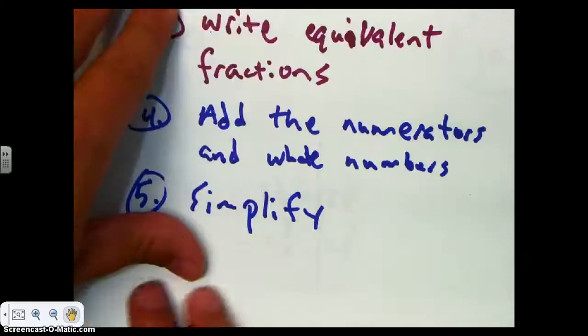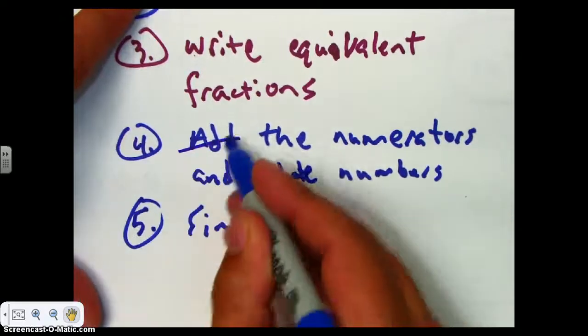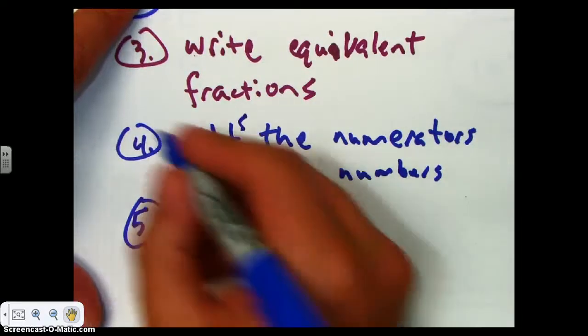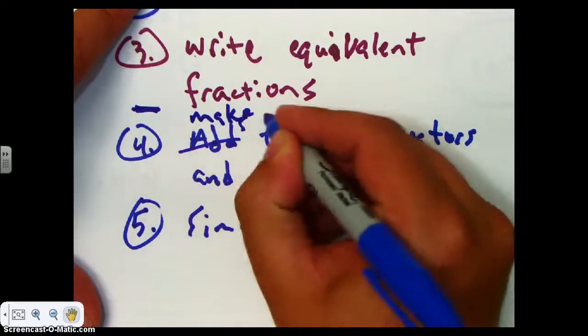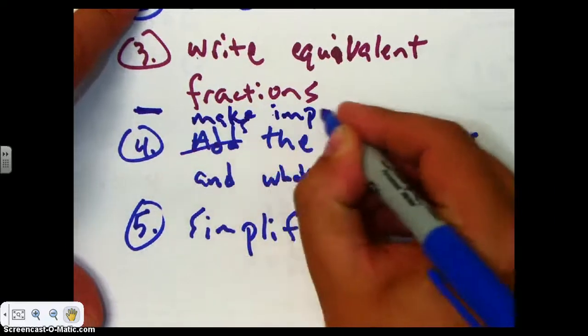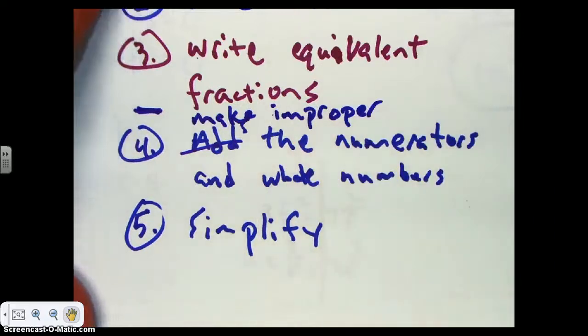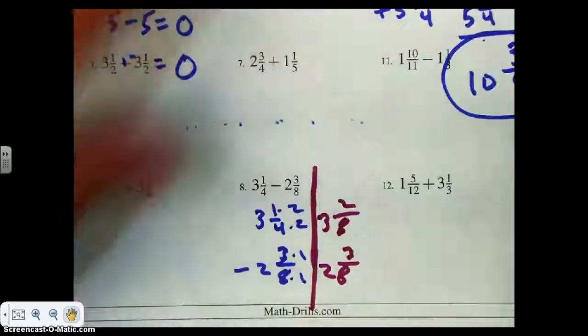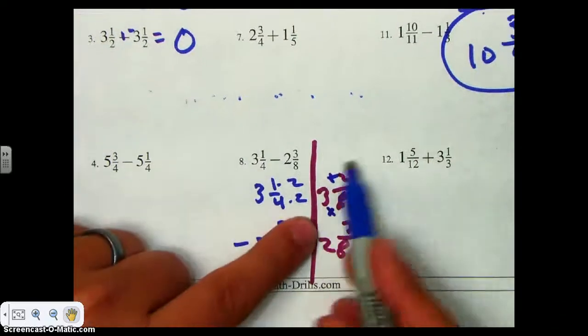So on this sheet, if we're talking about subtracting, obviously that would change to subtract. But right here, sometimes, not always, if you can't subtract, you could make them improper. The other way to do it is to regroup your fraction. We'll talk about that if you need to. But let's just make them improper by multiplying and adding. You start at the bottom, multiply and add.